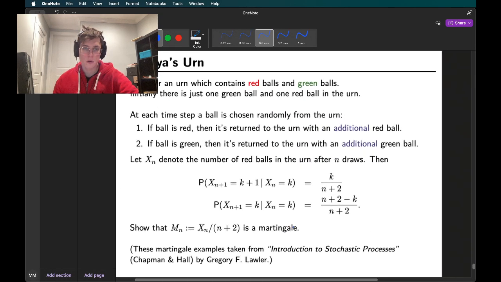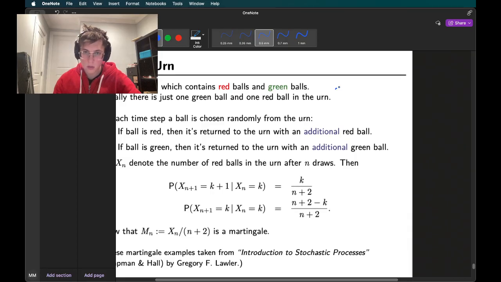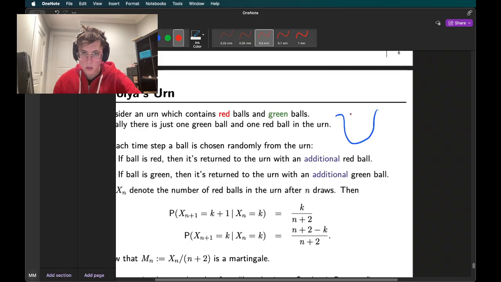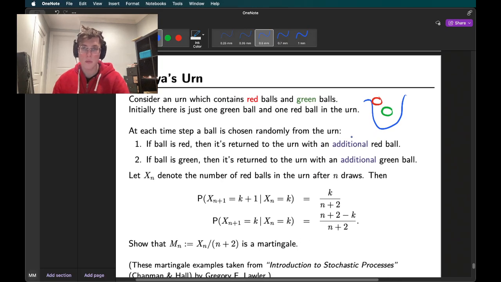Okay, Polya's urn. This is the last example. Consider an urn which contains red balls and green balls. Initially, there's just one green ball and one red ball. So here's an urn, and then here's a red ball, and then here's a green ball. We'll be fancy and use different colors. We start out with 1 and 1. So in the first turn, we pick out a ball from here, and if it's a red ball, we put it back in, and we add another red ball. And then if it's a green ball, we do the same. So basically, after one turn, depending on what we picked out, there's either an extra red or an extra green. So the number of balls will keep increasing in this urn.